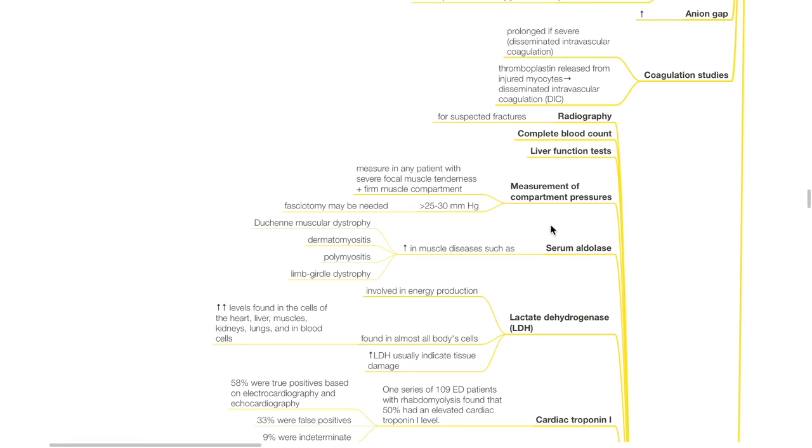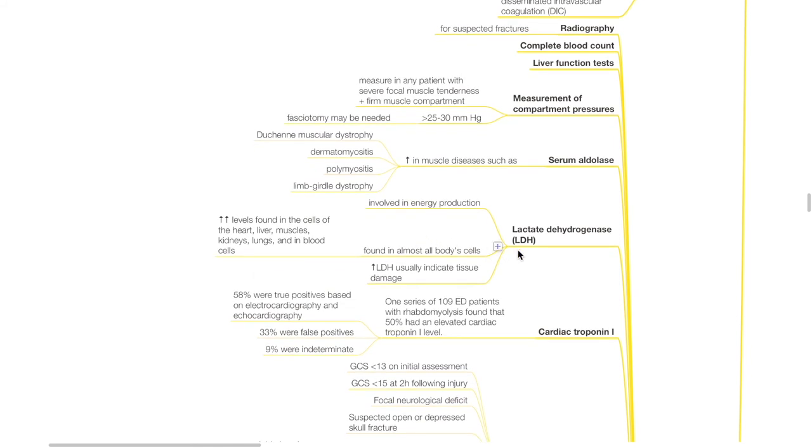Serum aldolase is increased in muscle diseases such as Duchenne muscular dystrophy, dermatomyositis, polymyositis, and limb girdle dystrophy. Lactate dehydrogenase, LDH, is found in almost all body cells and is involved in energy production. Increased LDH usually indicates tissue damage.